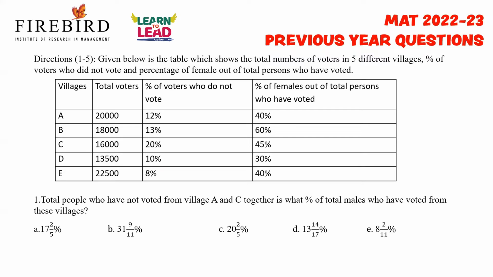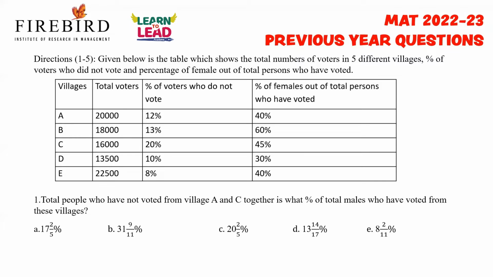Given below is the table which shows the total number of voters in 5 different villages. Percentage of voters who did not vote and percentage of females out of total persons who have voted are given. The first column denotes the village name A, B, C, D, E. So there are 5 villages. Total voters in each village are given in the second column. Percentage of voters who do not vote is in the third column.